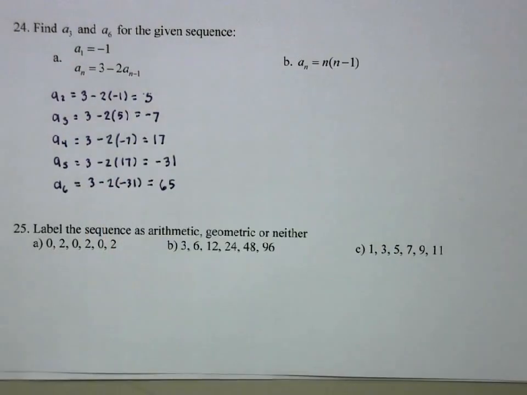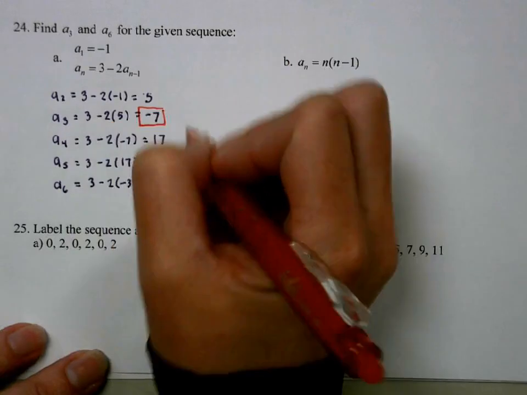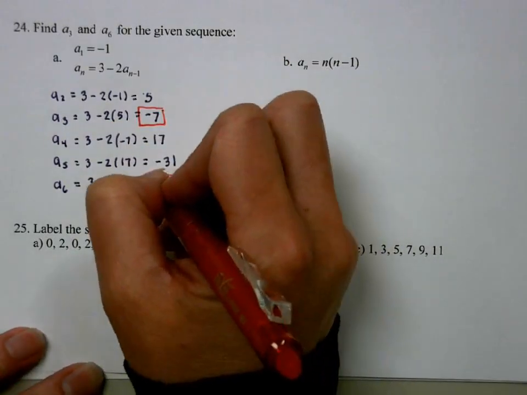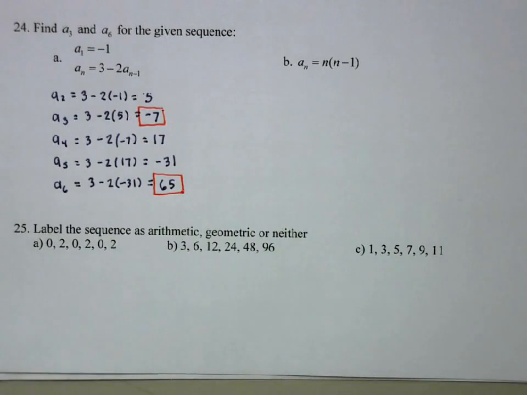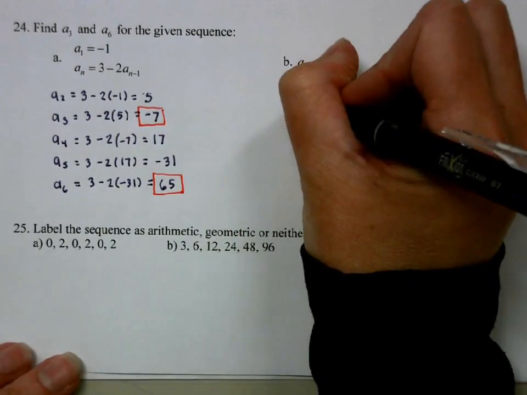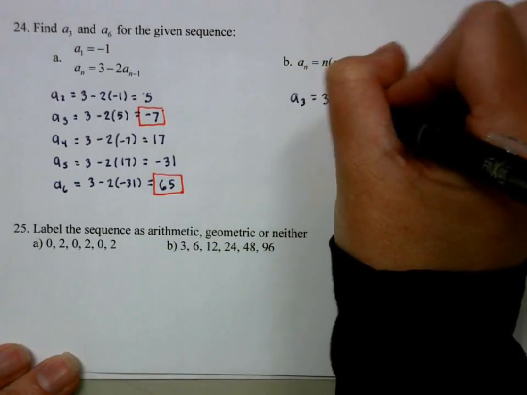But if it's explicit, all we have to do is plug in the number. So A3 here is going to be 3 times 3 minus 1. So 3 times 2 is 6. To get A6, we have 6 times 6 minus 1. So 6 times 5, which is 30.